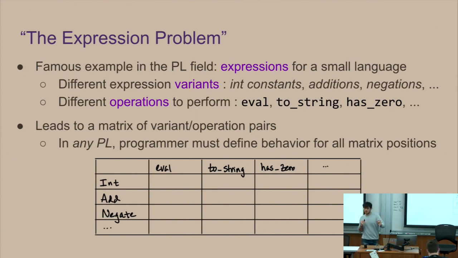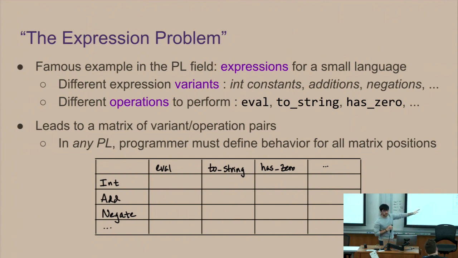I'm sure you guys are familiar with expressions from homework 6, right? So we have different expression variants. You can kind of just think of them as data types. You have int, add, negate. And we put our data types in the rows. So this is where we populated them. And then we have our operations, or the functions that we want to define for each of these data types, as our columns. So we have eval, toString, has0, right?